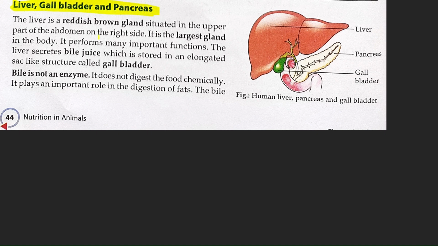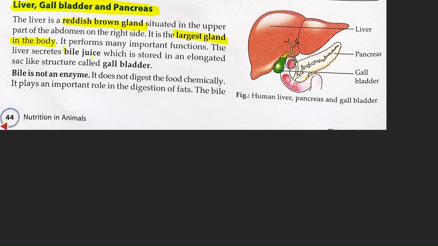So these are the digestive glands. We have completed the alimentary canal. Now we are going to the second part of the digestive process, which is the digestive glands: liver, gallbladder, and pancreas. The liver is a reddish brown gland situated in the upper part of the abdomen on the right side. It is the largest gland in the body. It performs many important functions.